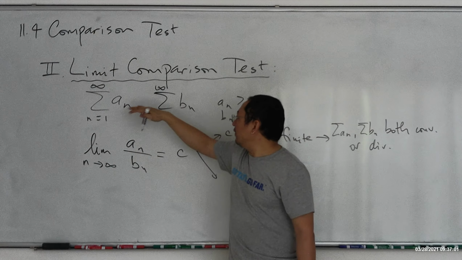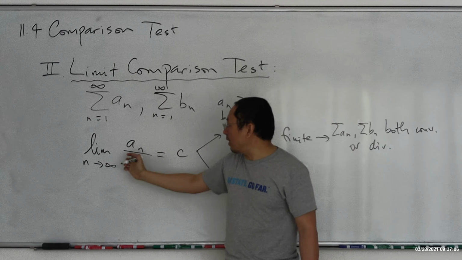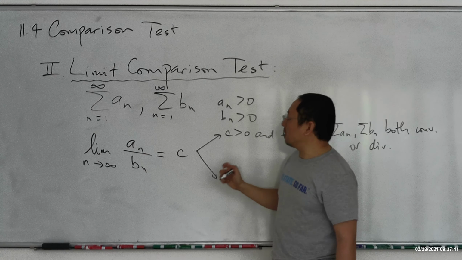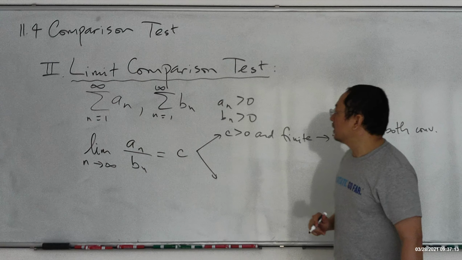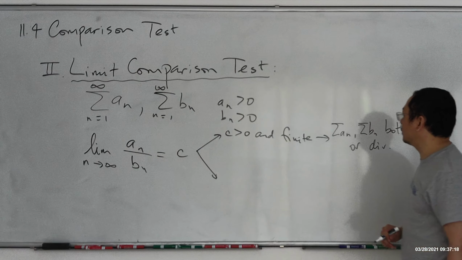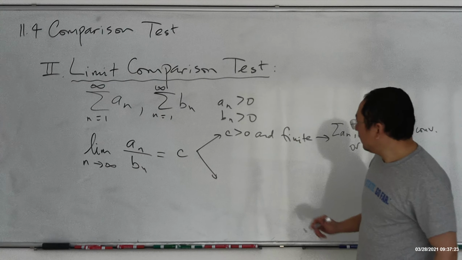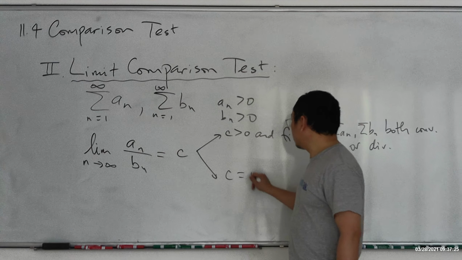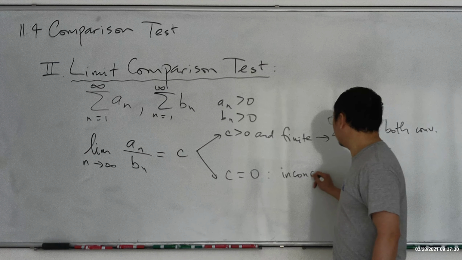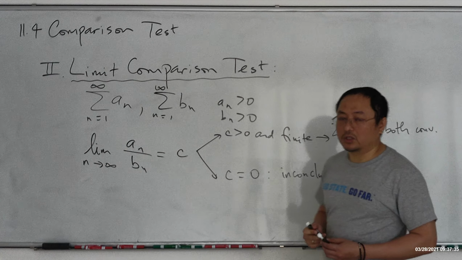So you have a series that you know, and you want to compare that series to something that you don't know, okay? And you take a ratio of the two general terms. If that limit is equal to a positive constant, the two series are going to behave the same way. If one is convergent, the other is convergent. If one is divergent, the other is divergent. Okay. So if C here is equal to 0, then it's inconclusive. You have no idea. So you don't know if it's convergent or divergent.